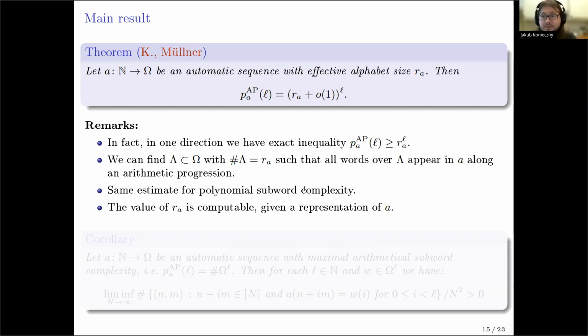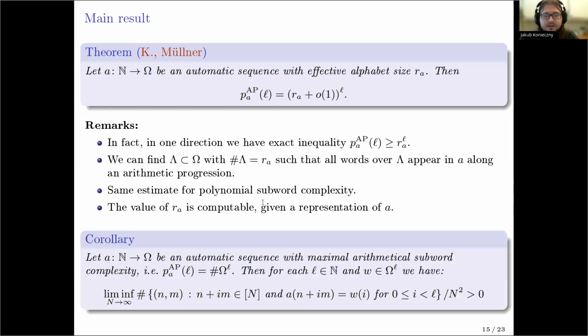In fact, the same estimate holds for polynomial subword complexity with essentially the same argument. And this value R is computable. So if you have an automatic sequence, you can plug it into a computer and it's going to be able to compute R. So this is a fairly explicit result.